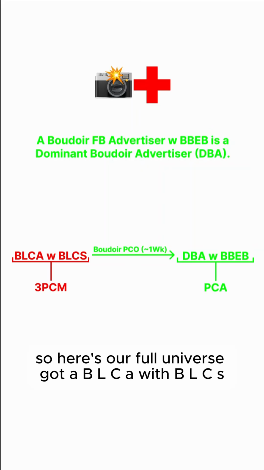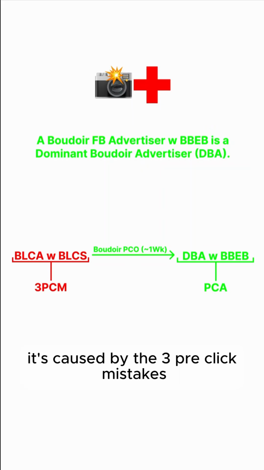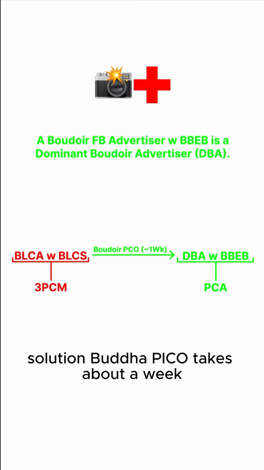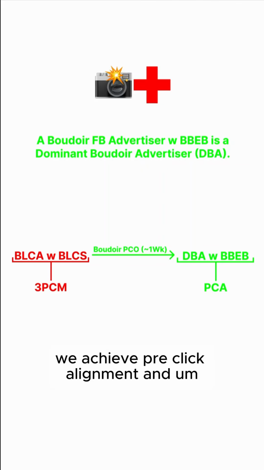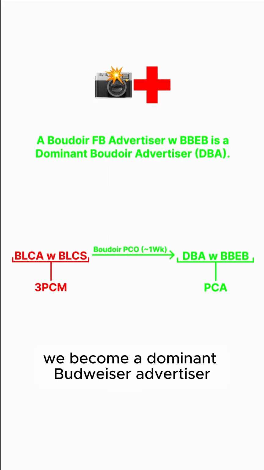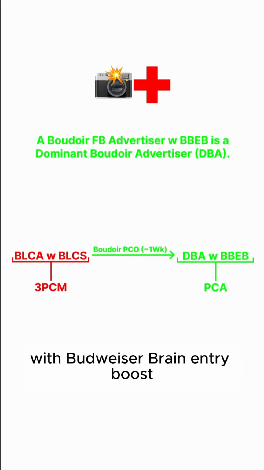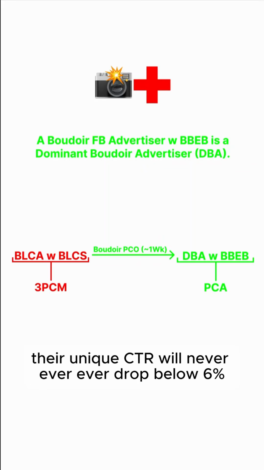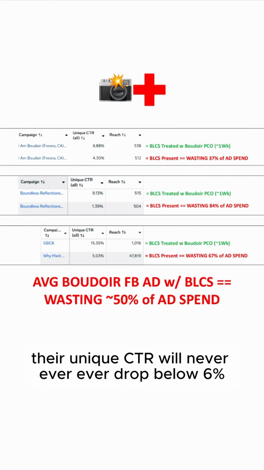So here's our full universe. We've got a BLCA with BLCS. It's caused by the 3 pre-click mistakes. The solution, Boudoir Pico, takes about a week. We achieve pre-click alignment, and we become a dominant Boudoir advertiser with Boudoir brain entry boost. And those Boudoir Facebook ads, their unique CTR will never, ever, ever drop below 6%.